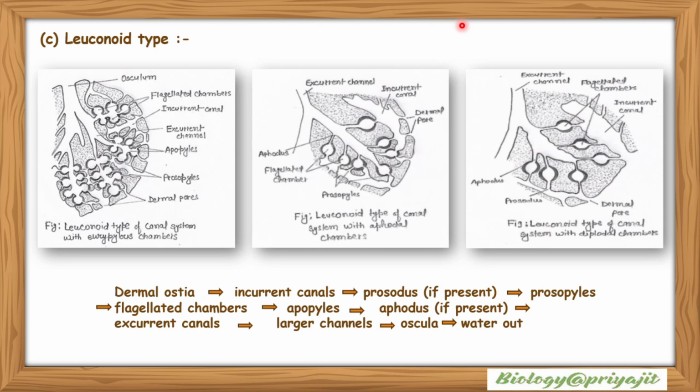The water flow system of this type of canal system includes: many incurrent canals bring water into the sponge through dermal pores or ostia. The water then flows through the prosopile into the flagellated chambers. From the flagellated chamber, water exits via apopiles into the excurrent canal, which further merges into the large canal that leads to the larger opening or spongocoel. The surface of the sponge is covered with epidermal epithelium and pierced by many dermal pores and oscula.